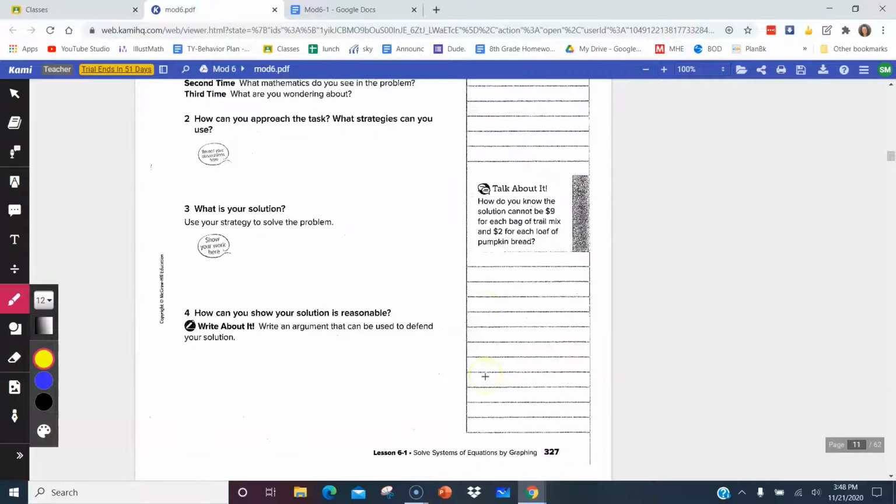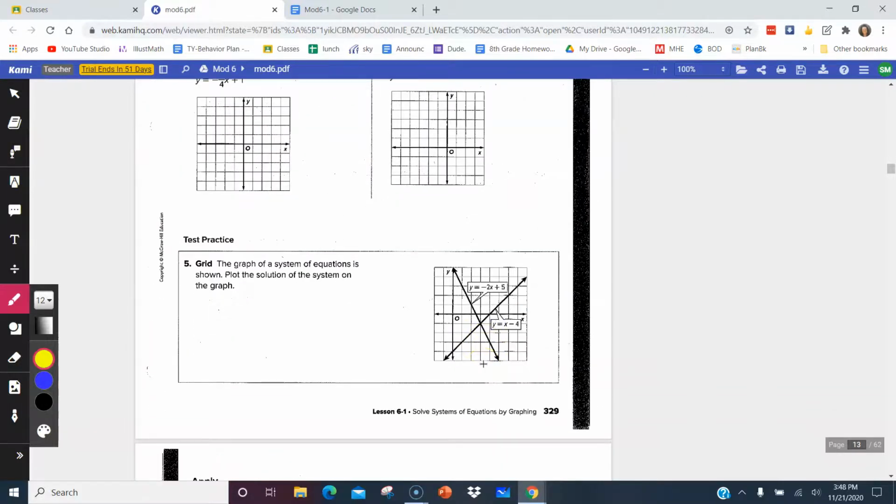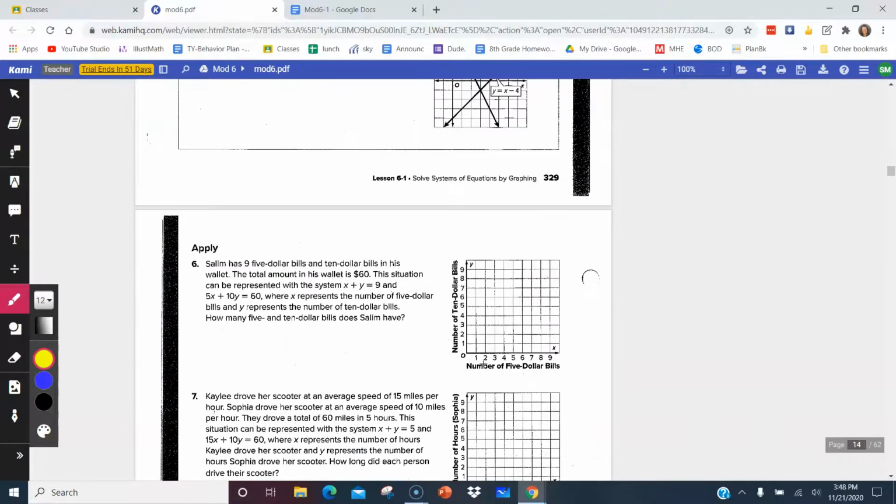All right, so you guys have an understanding, and your assignment is to do pages 329 to 330, 1 through 7, all.